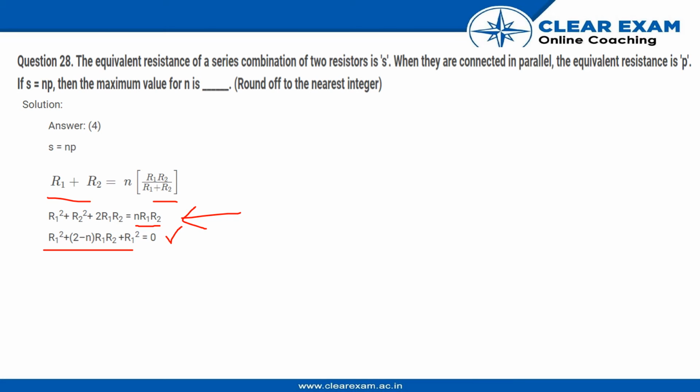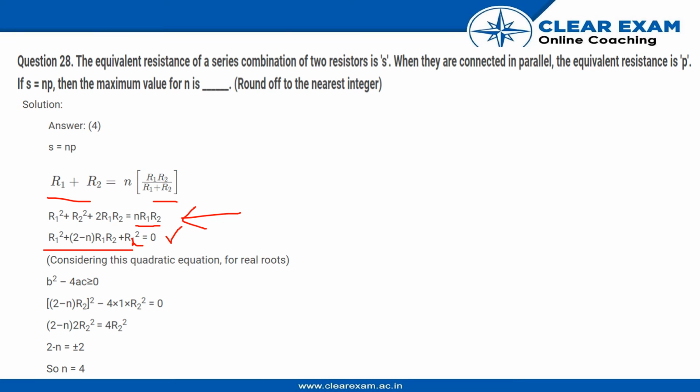This is R2 square over here, and this over here is a quadratic equation. As you can see, considering this quadratic equation for real roots, this has to satisfy because we need to find the maximum value of n. So this has to satisfy if it has to be a quadratic equation, correct?